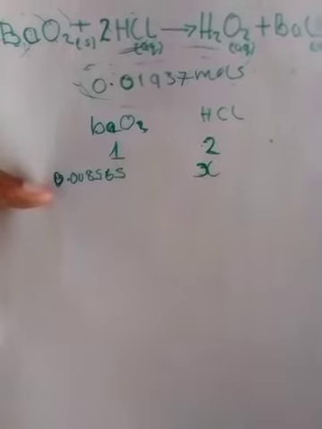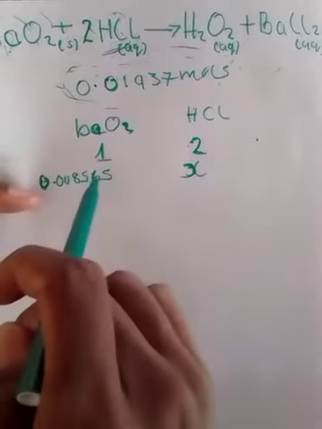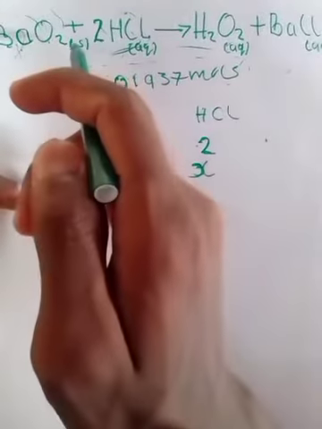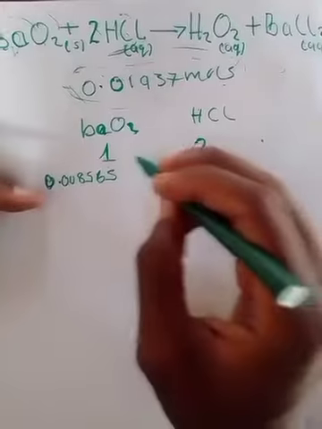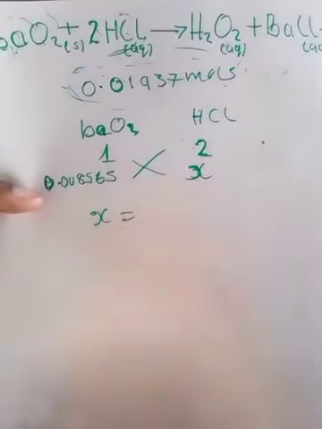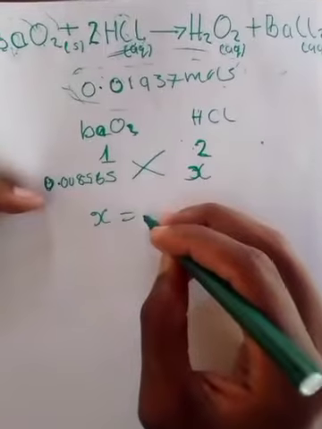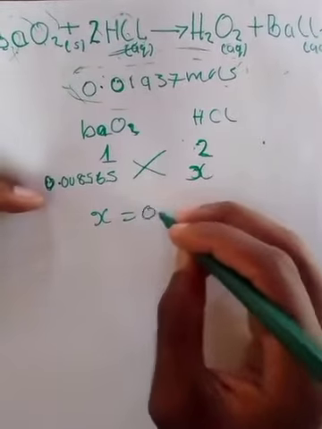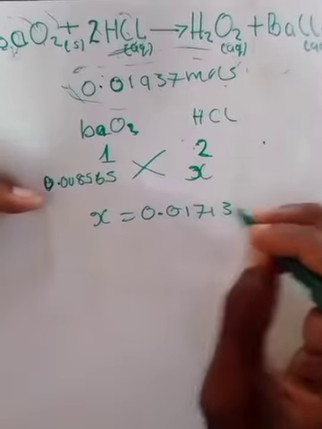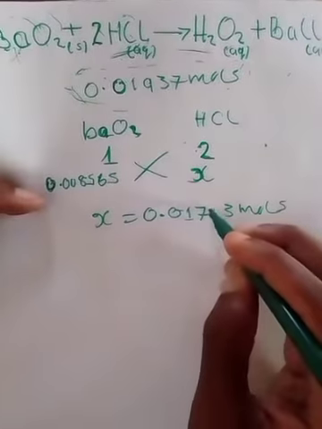You do what I'm doing right now, but they want the ones that were left over. So you're going to cross multiply. You're going to have x times that one there, and you're going to get 0.01713 moles. So you're going to get this. These are the number of moles for this one that were used up.